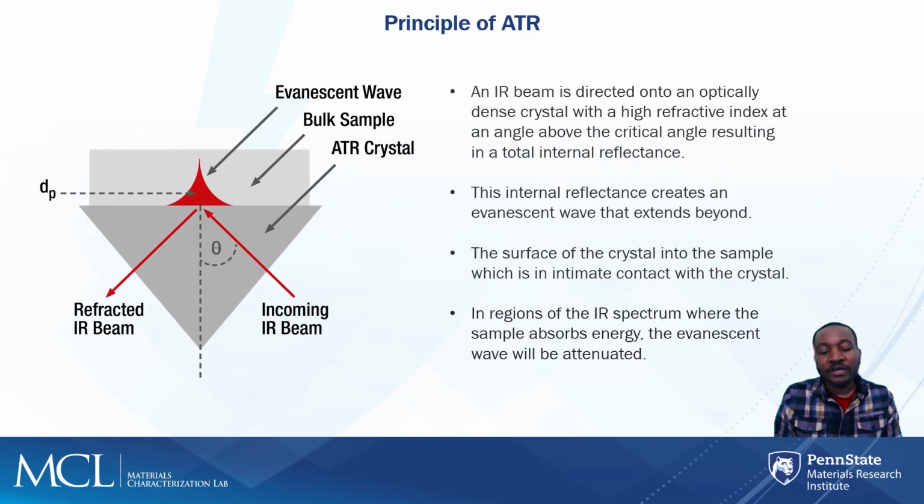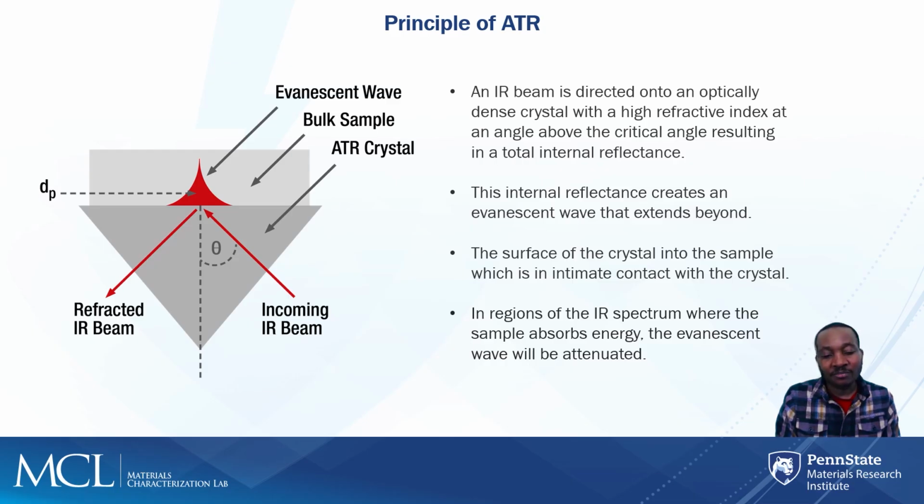In attenuated total reflection, we have a high refractive index crystal material, which could be diamond, zinc selenide, germanium, or silicon. And we place our sample on top of that high refractive index material, and then we shine light through that material at an angle that's above the critical angle. And under those conditions, the light, instead of refracting out of our crystal, is reflected back towards the detector, and we call that a total internal reflection.